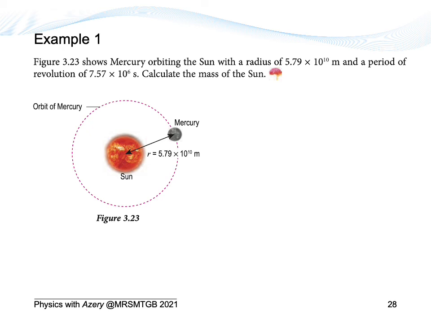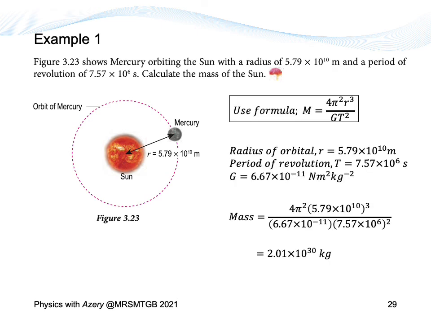Figure 3.23 shows Mercury orbiting the Sun with a radius. We have a radius here, and the period of revolution, we have the period in seconds. Calculate the mass of the Sun. We have r also here. If you want to try this first, you can pause the video, but if you already did this, you can resume and check the answer. So we use the same formula as shown previously to calculate the mass of the Sun.